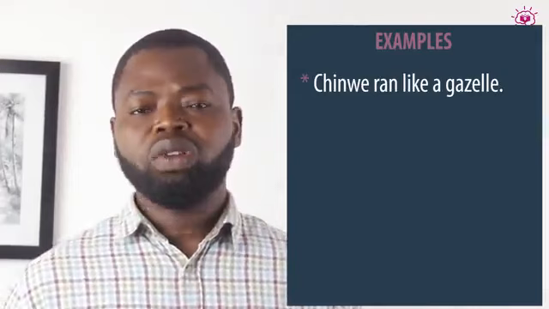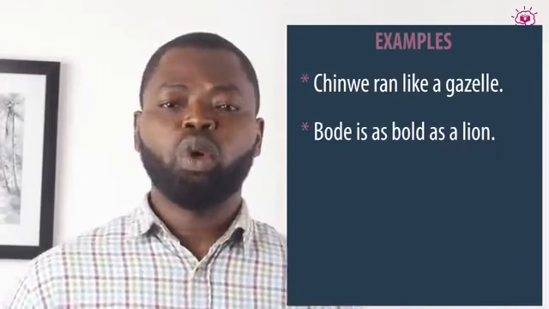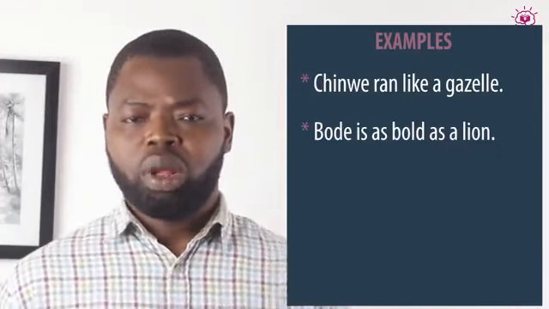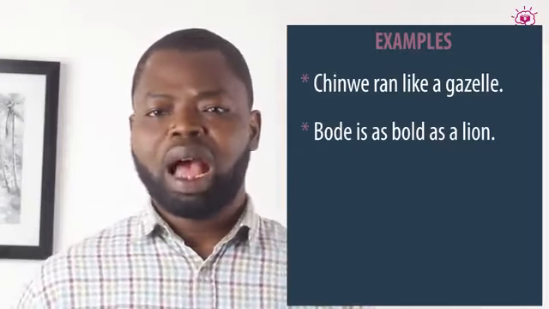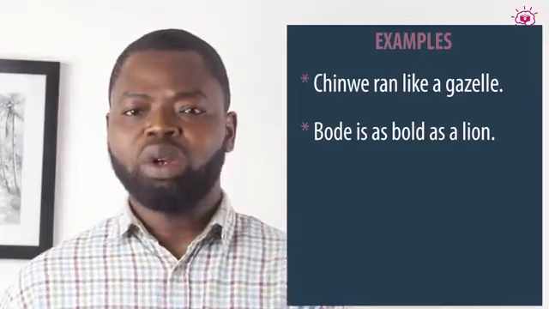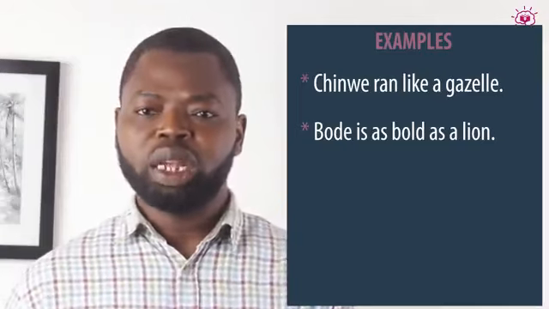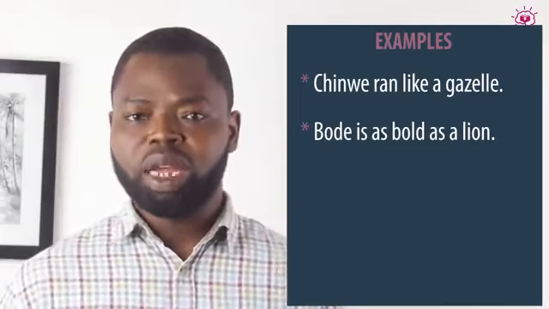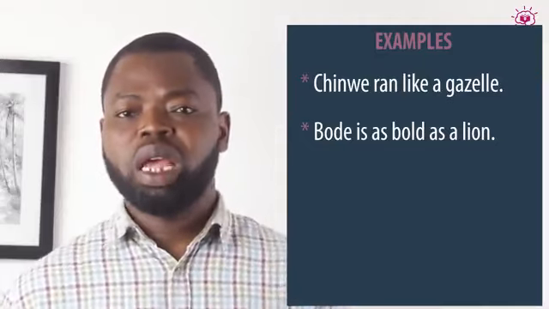Now, I can also say Bode is as bold as a lion. Now, I'm comparing Bode and the lion, obviously trying to give an attribute of a lion that we all know, which is boldness, to Bode as a person. So meaning Bode is a bold person. So similes are easy to identify because of the use of expressions, like I said earlier, of as, like, and as, and as.